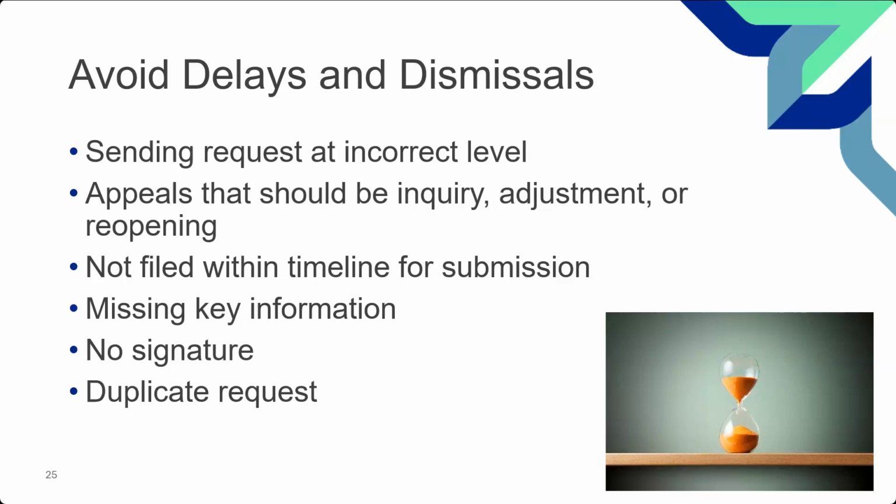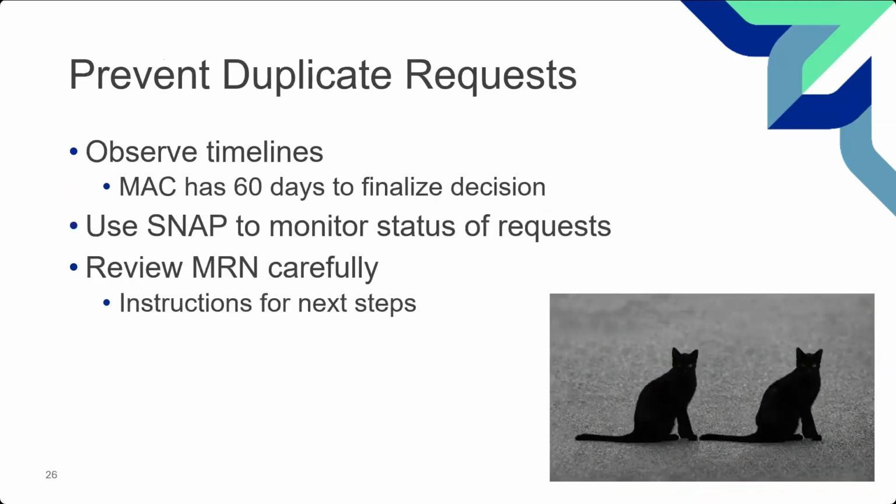Karen talked about the required elements to send with your appeal, or that make up an appeal request. If your appeal request is missing key information, including signatures, it can't be processed. And this last bullet here, this is a big issue lately, and that's duplicate requests. We definitely want to avoid those.